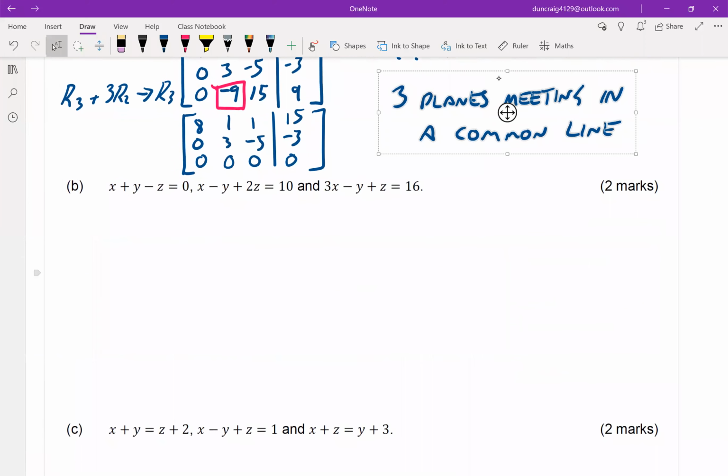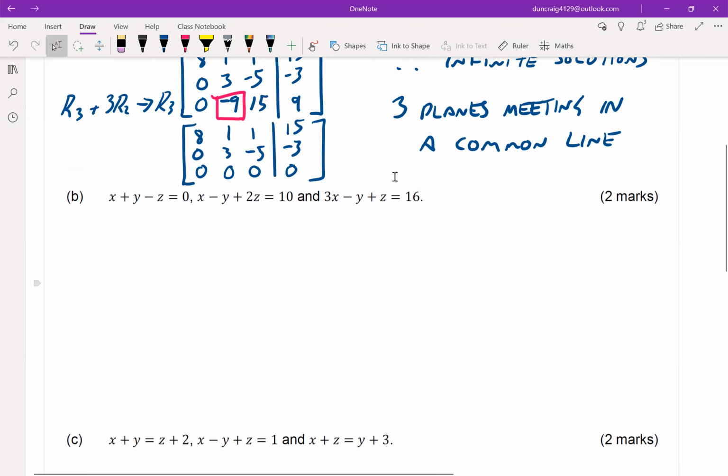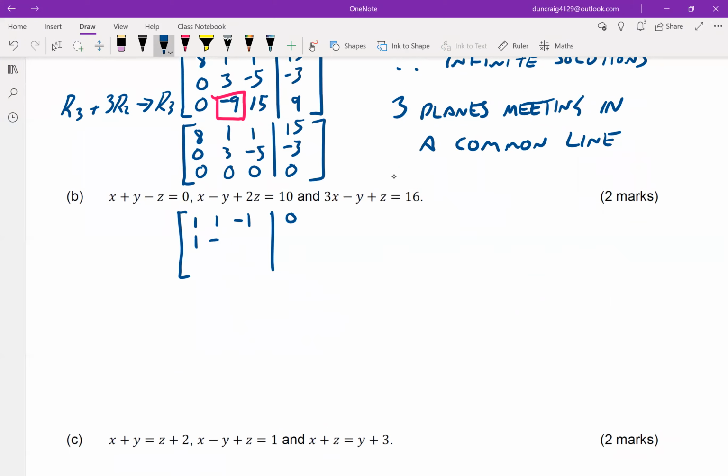Okay, let's come down to our second. So now let's come down to our second example here. So what have we got here? We've got 1, 1, -1, and 0. We've got 1, -1, 2, and 10. And we've got 3, -1, 1, and 16. Cool. Still looking at that there, none seem to be scale factors of the other.